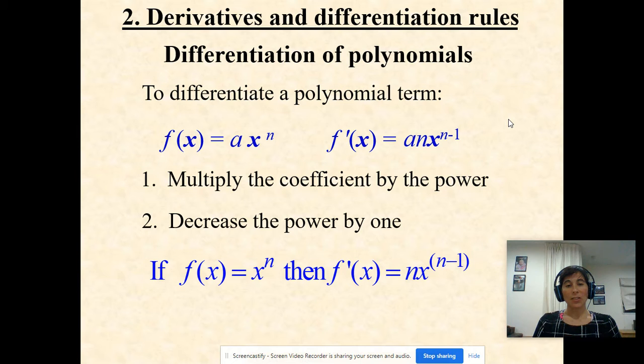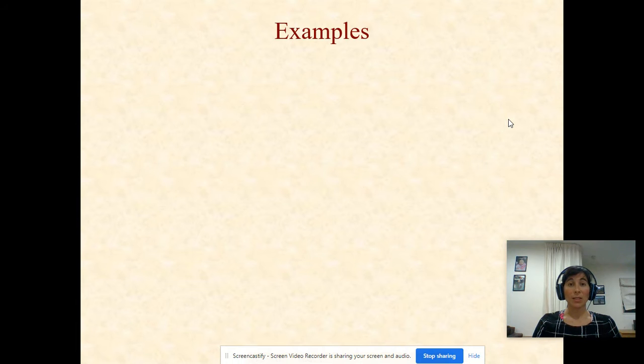If we had a function simply x to the power of n, then we know the coefficient is 1. So following that same process, our gradient function or derivative f dashed of x will equal nx to the power of n minus 1. So let's look at some examples.